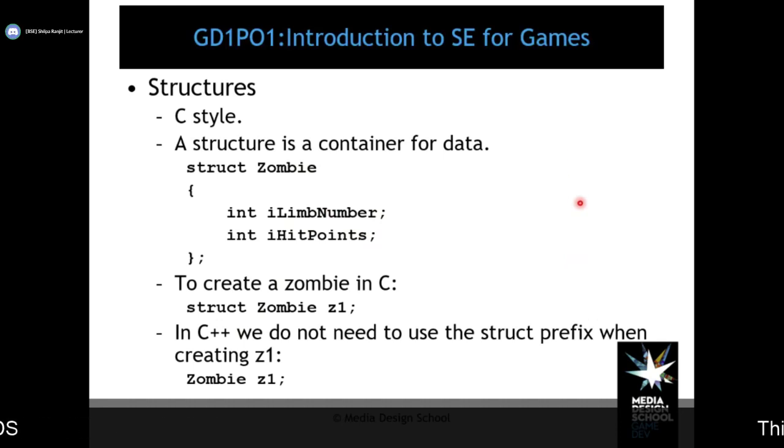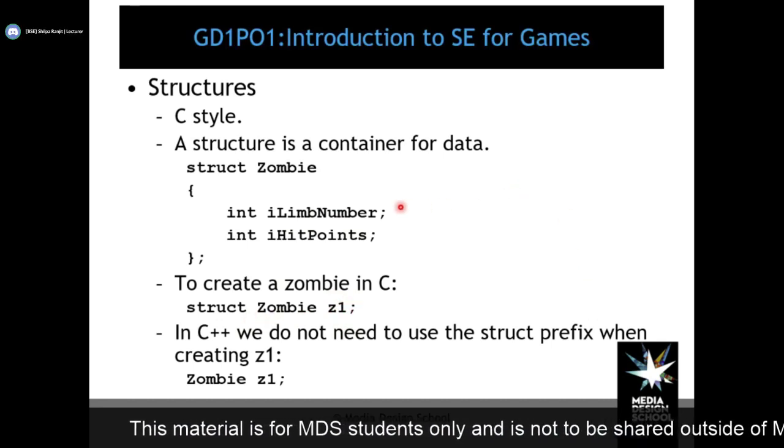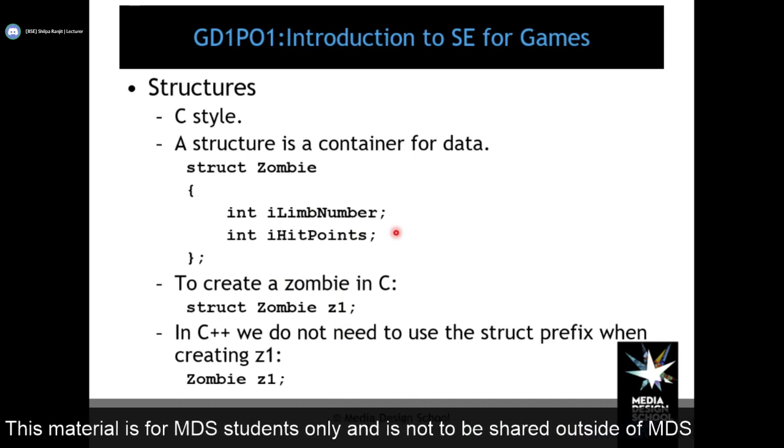To create an actual zombie out of it, you will need to create an object, and that is what this is. That is what the Z1 here indicates. So struct zombie Z1 basically means a zombie has been created which has each of these features, that is the limb number and the hit points.